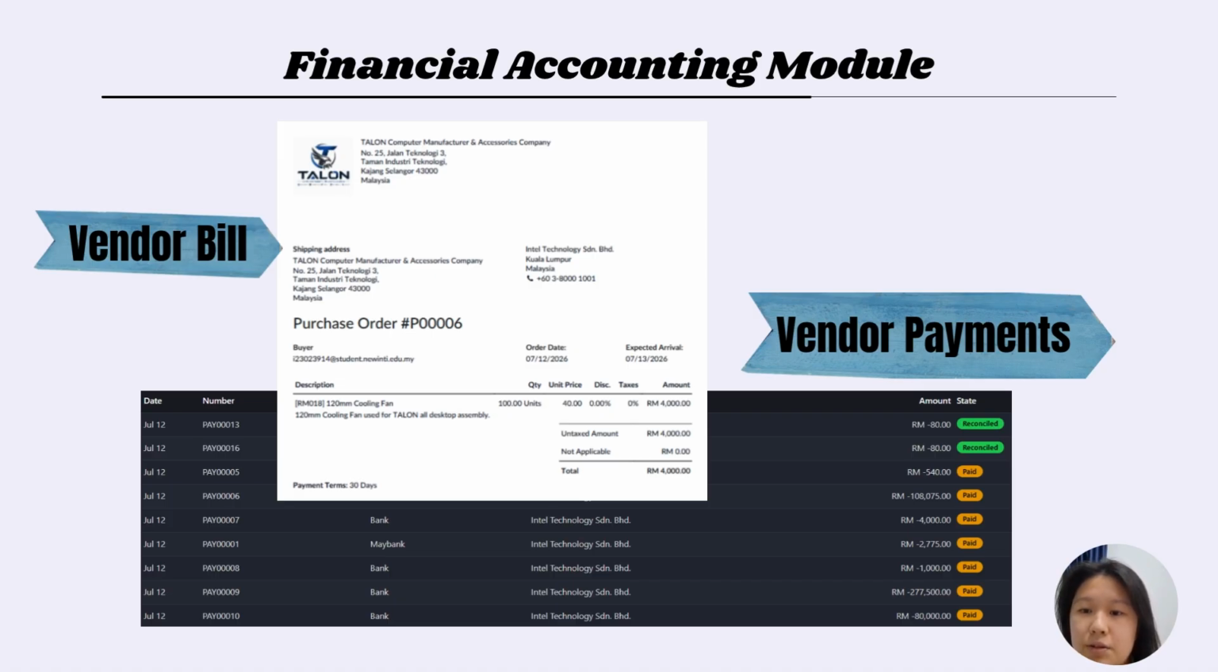You can see numerous payments such as PAY0015 for 108,075 ringgit, which has been marked as paid. This comprehensive record ensures that our accounts payable are well managed and that all vendor invoices are tracked from the receipt to final payment, preventing any missed or duplicate payments.